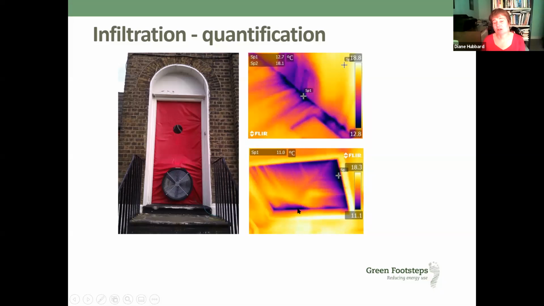In the lower picture, we've got a loft hatch, where we're pulling cool air in around the frame. It's a board just sitting in a frame, so it's your standard traditional loft hatch. And we're seeing the cold air coming in again as fingers cooling the surface of the loft hatch board. There are other ways you can measure infiltration, but a blower door is the most common method, not only in the UK, but in other countries as well. It's easy to do. It's not a lot of disruption to the building. So that's why it's the most commonly used method.